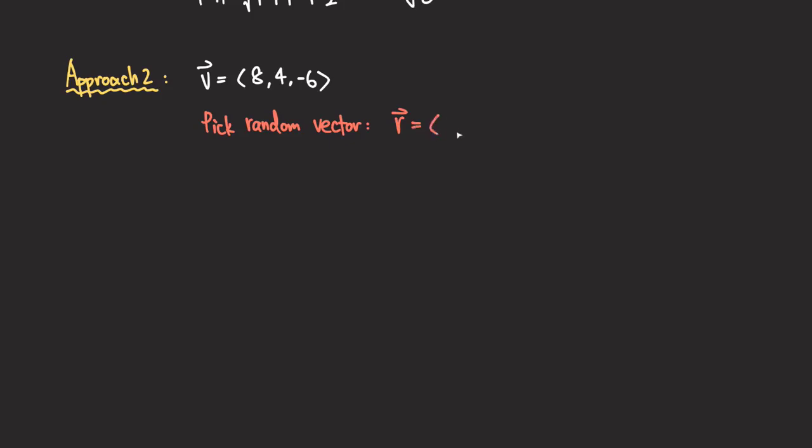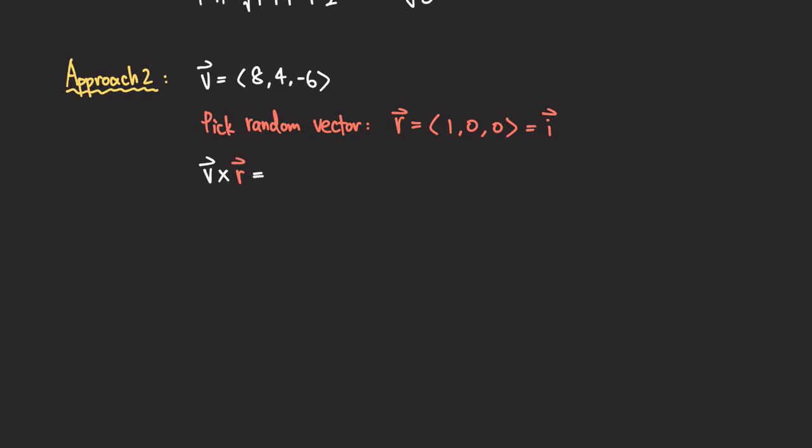And then what is this vector here? We can just pick the easiest one. We can just pick i, which is 1, 0, 0, right? So you can just pick the unit vector i, okay? And then we just take the cross product of v and i, okay?